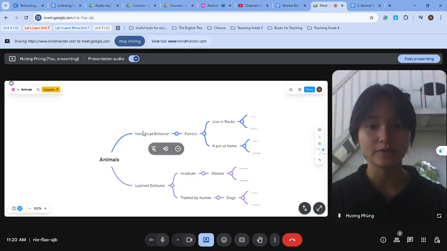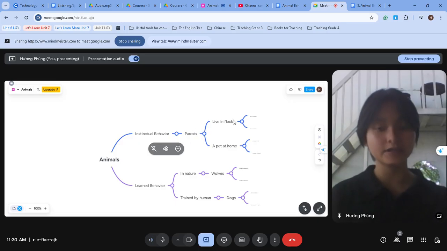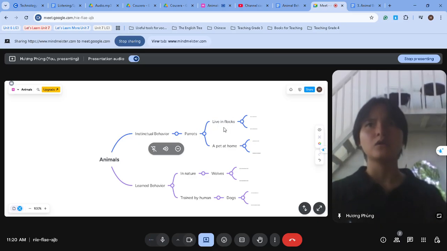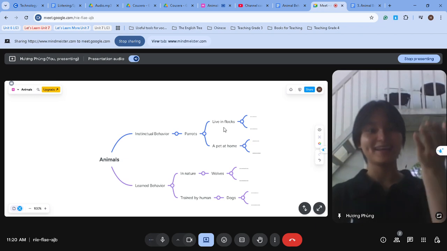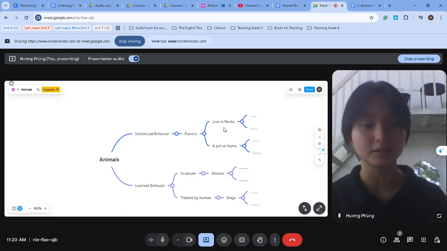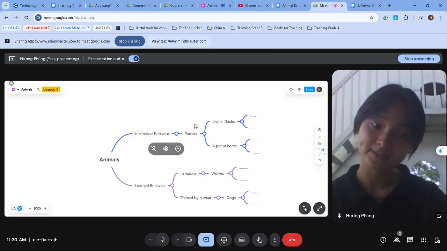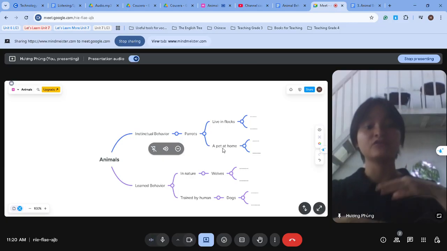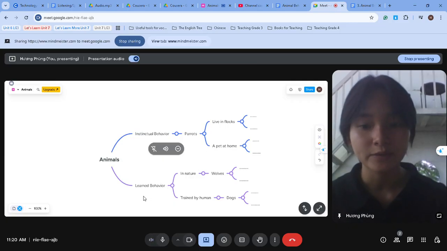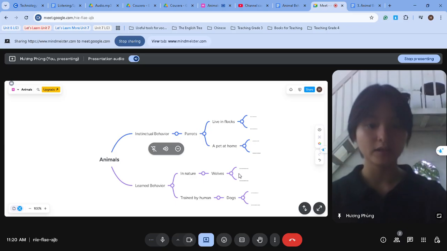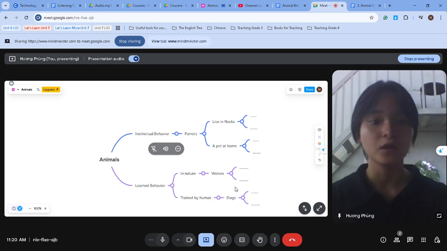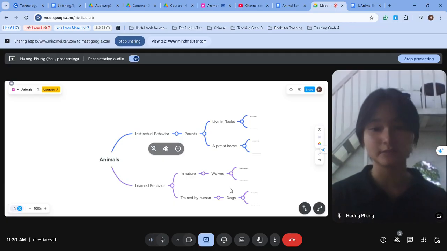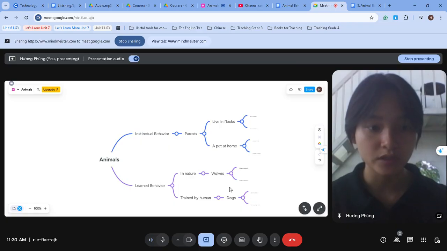And with instinctual behavior, we have what animals? Parrots. That's right. And the parrots here live in a flock. How can we call a group of birds? Yes, a flock of birds, right? A parrot is a bird, right? Yes, that's right. And when a parrot is a pet at home, it has different behavior. With learned behavior, we have the wolf. It lives in nature. And the dog is trained by humans. That's right. You listen, and then you realize the differences, and you compare these animals with each other.